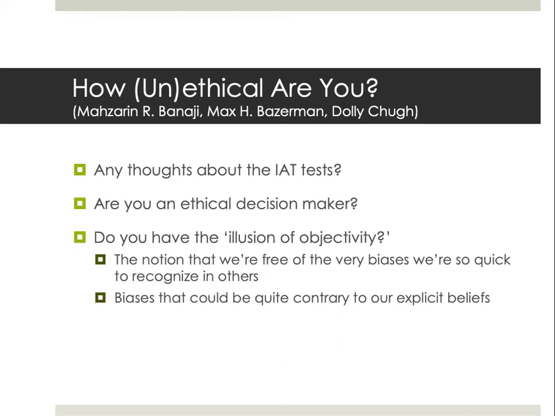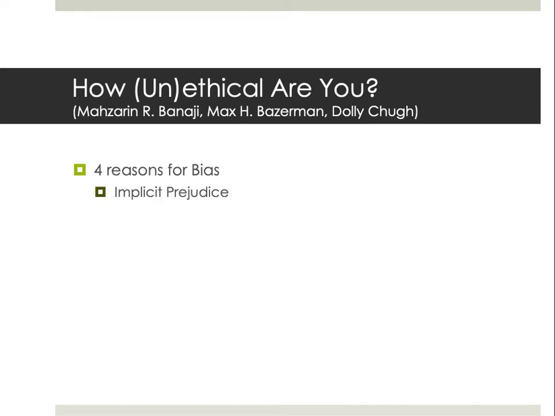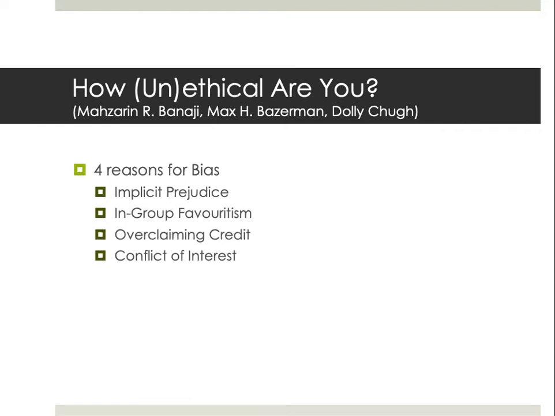Again, this is not an exclusive or extensive list. This is just some ways that maybe we can recognize these biases, recognize some ways that we have the illusion of objectivity. Four of those ways are implicit prejudice, in-group favoritism, overclaiming of credit, as well as conflict of interest. So the first scenario we're going to take a look at is this.